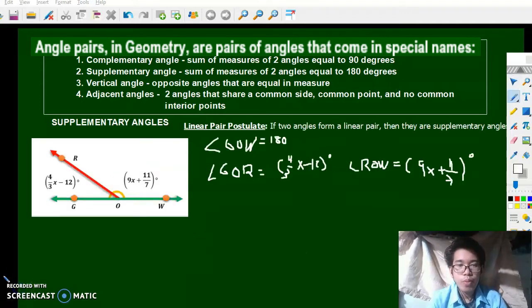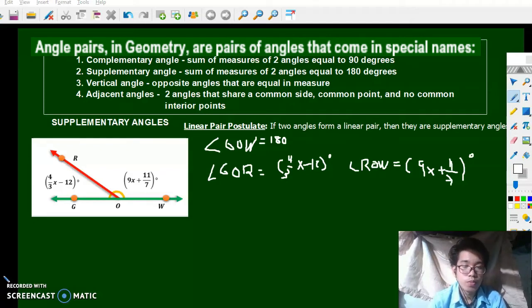Okay, so we have here a problem involving supplementary angles and algebraic expressions, using our knowledge about supplementary angles. We have the measurement of angle GOW. The measurement of angle GOW is 180 degrees, so it's a straight angle. We also have the measurements of angles GOR and ROW. Angle GOR is 4/3 x minus 12 degrees, and angle ROW is (9x plus 11) over 7 degrees.